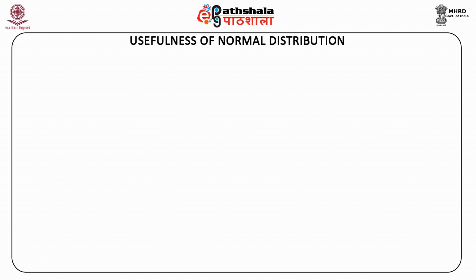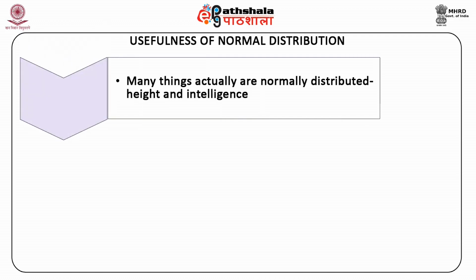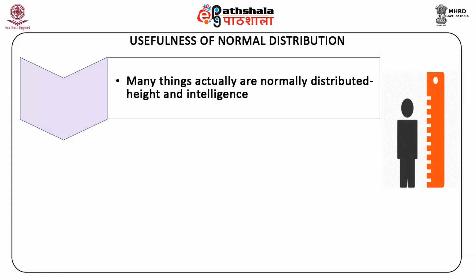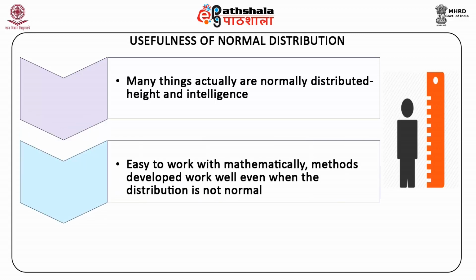Further, moving on to why is the normal distribution useful? Many things actually are normally distributed or very close to it. For example, height and intelligence are approximately normally distributed. Measurement errors also often have a normal distribution. The normal distribution is easy to work with mathematically.